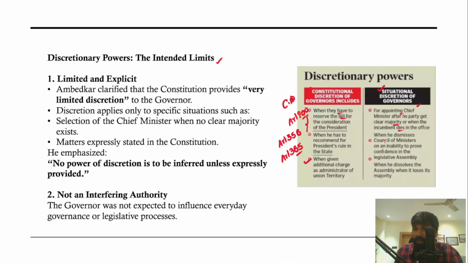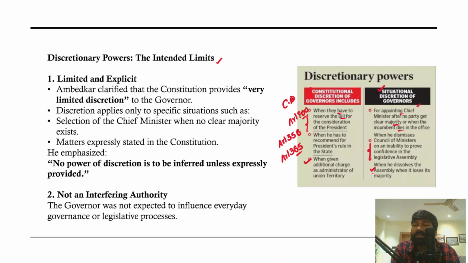Secondly, when he dismisses the council of ministers on an inability to prove confidence in the legislative assembly, this is also a situational discretion. And when he dissolves the assembly when it loses its majority, this also forms part of the situational discretion. So I hope you have understood both the constitutional discretion and situational discretion that governors enjoy.